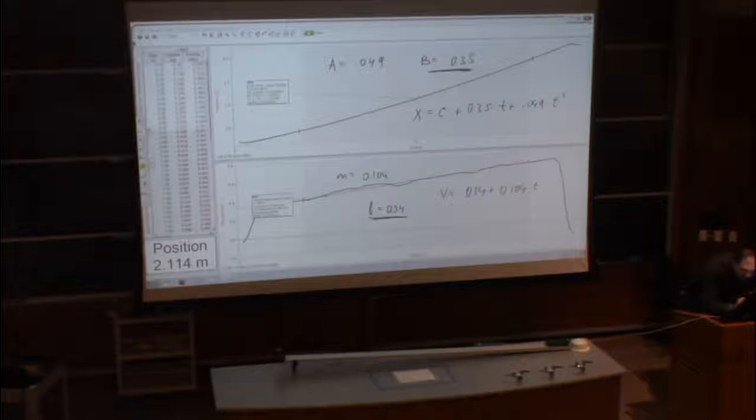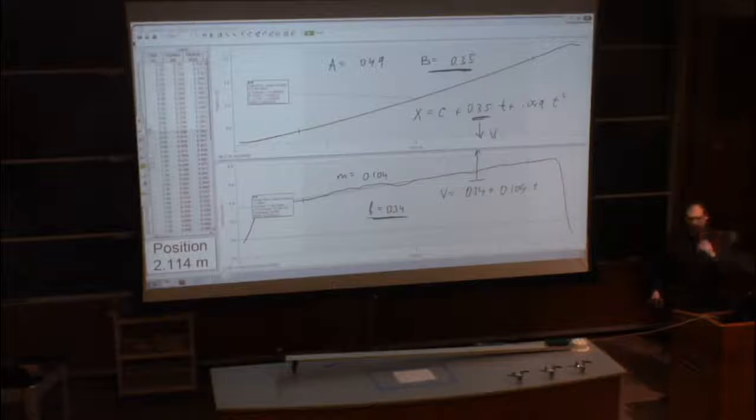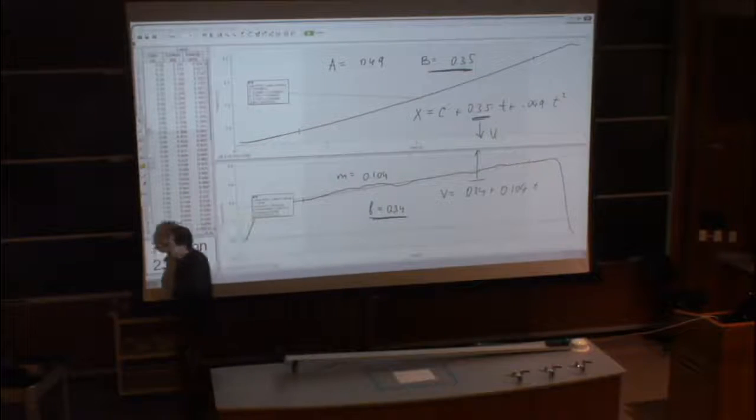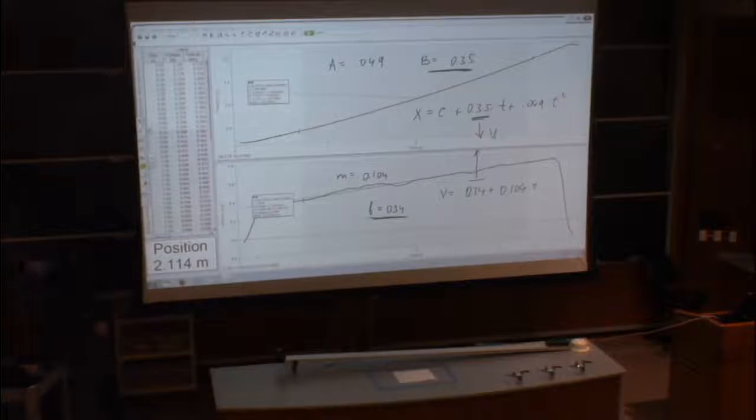So in this equation, this variable represents the initial velocity. And in this equation, this variable represents the initial velocity. So they have to be close to each other. What about acceleration?